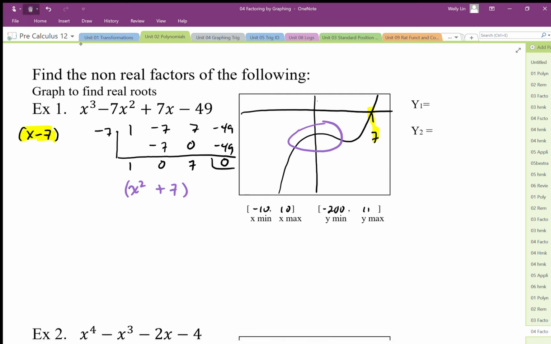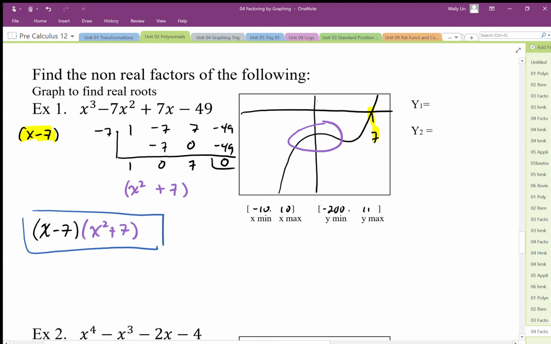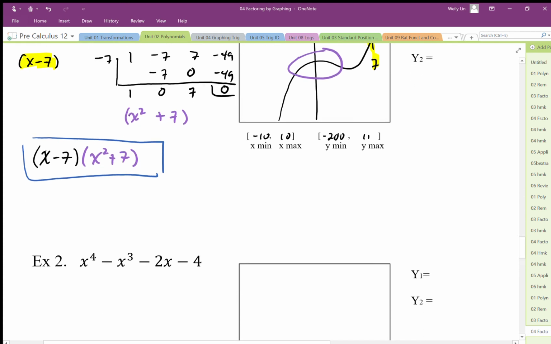And again, that non-real solution has to come in pairs. So my factors then are x minus 7 and x squared plus 7. This is the factored form of this graph. Now, I could have done this without graphing. That would mean I'd have to find this by guessing and do the same thing, but we could do that as well. For these ones, we're just going to practice graphing though.